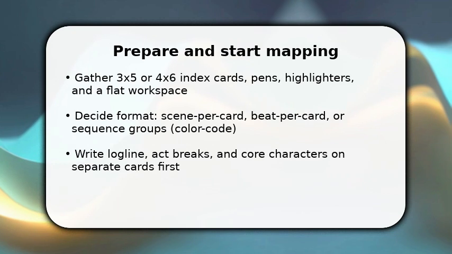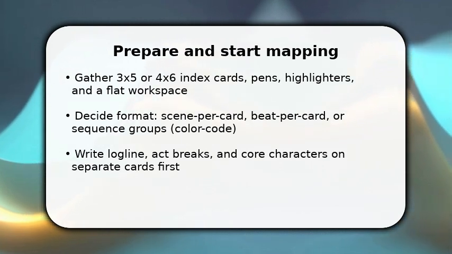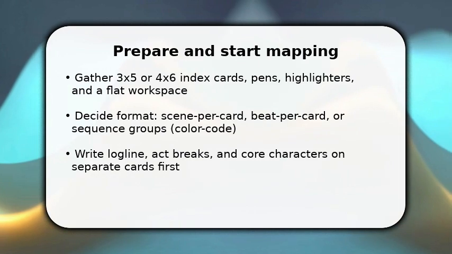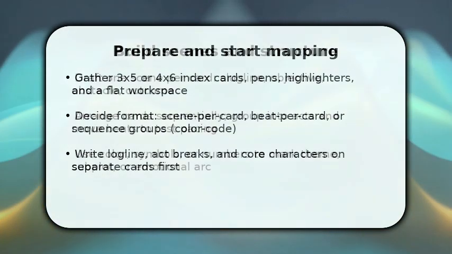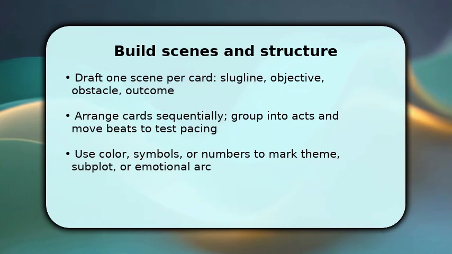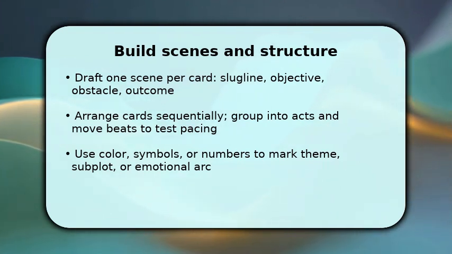Make sure to label acts and mark turning points with a highlighter. These first actionable steps give you a working map to build scenes onto. Now you convert beats into scenes by writing a single clear objective and obstacle on each card. Be specific about what the character wants.